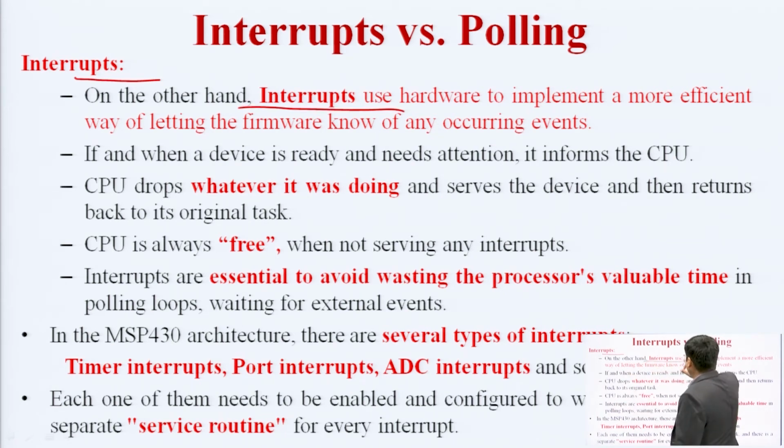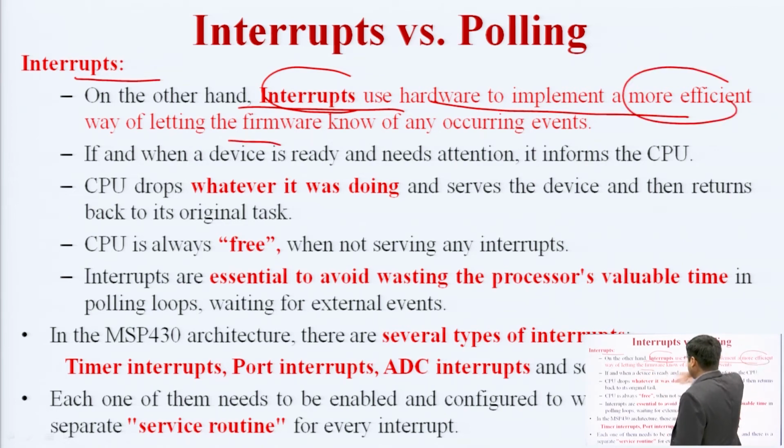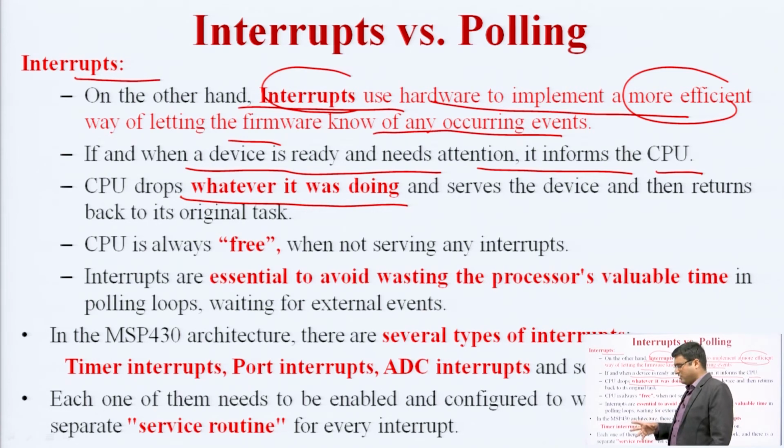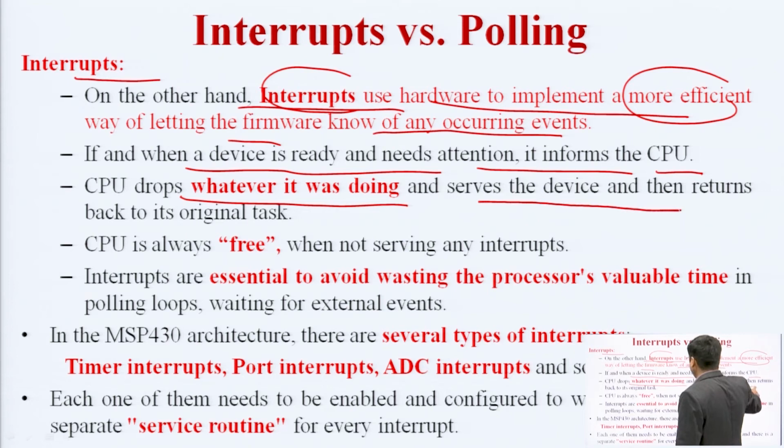On the other hand, interrupts use hardware to implement a more efficient way, meaning that we are not constantly checking the input output pins of the processor. When a device is ready, it will seek the attention of the CPU. The CPU pauses whatever it is doing and goes to service that particular interrupt.